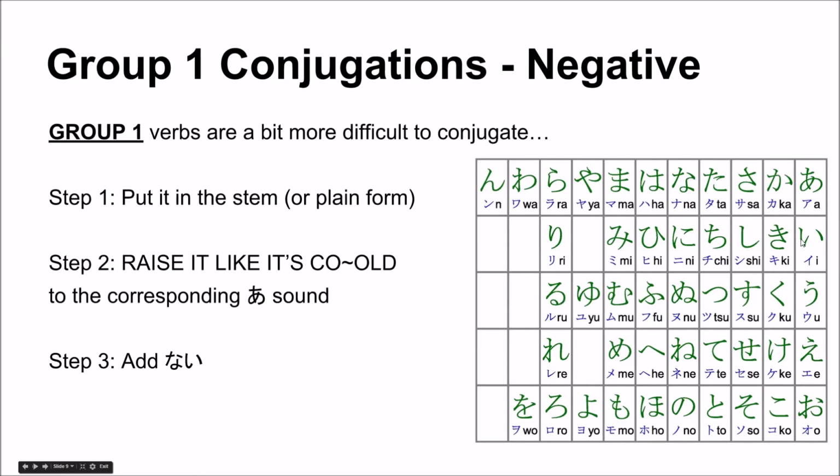Okay? Once you get it into the stem or the plain form verb, we gotta raise it like it's cold, into the a sound, the corresponding a sound. Iku, ika. Korosu, korosa. Tatsu, tata. Shinu, shina. Asobu, asoba. Just move it up the chart to the a sound.